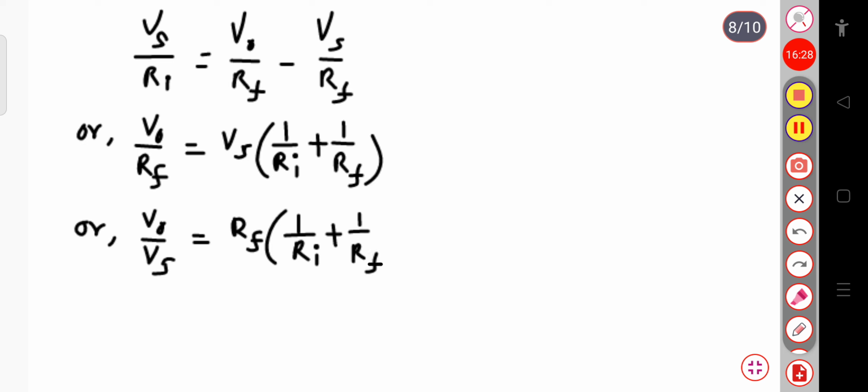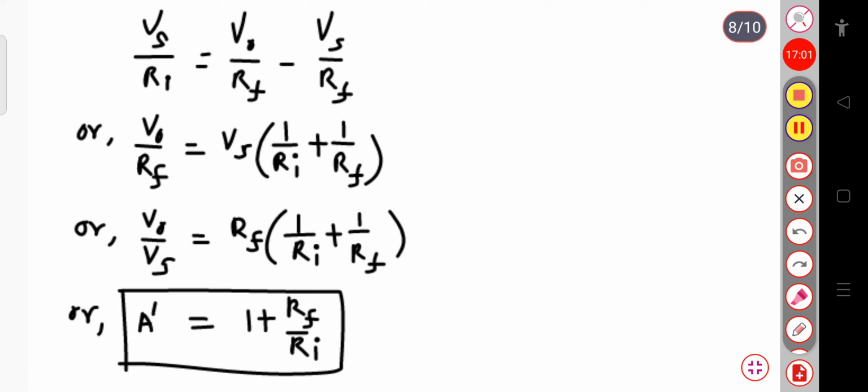Now let us multiply this term inside this Rf. Here Vo by Vs, that is the output voltage divided by the signal voltage, is nothing but the closed loop voltage gain, simply A prime, which is equal to Rf by Rf, which gives 1, plus Rf by Ri. So the closed loop voltage gain is equal to 1 plus Rf by Ri.